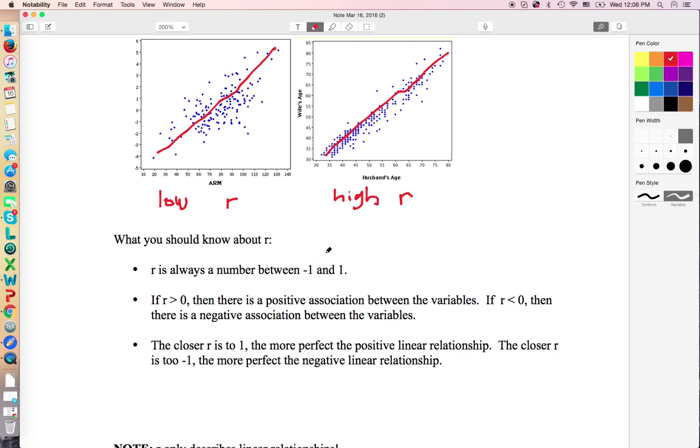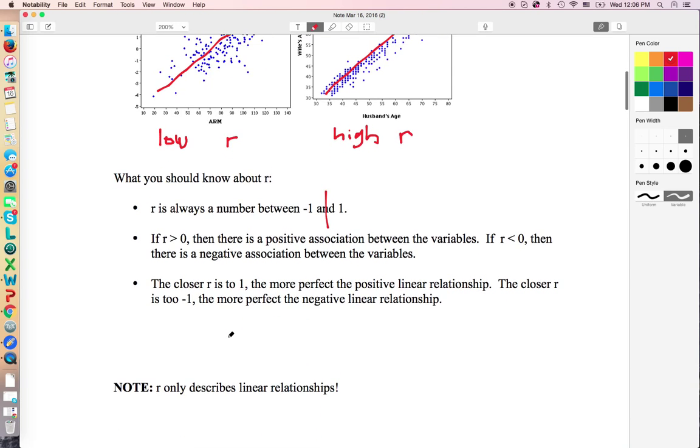So what's the difference between the negative correlations and the positive correlations? Well, if r is positive, greater than 0, that means there's a positive association between the variables. So in each of these pictures up here, we would have a positive r value because there's a positive association, meaning that as one variable increases, the other one also tends to increase. If r is a negative value, then there's a negative association between the variables. That would mean as one variable increases, the other tends to decrease. So that's pretty straightforward.